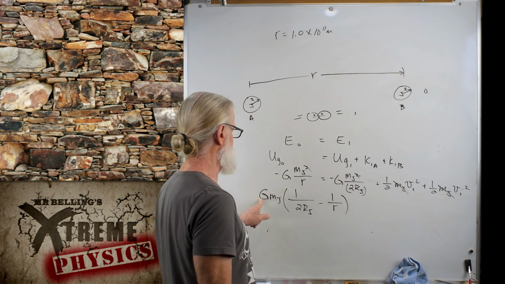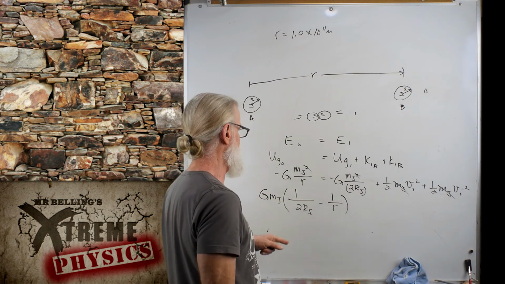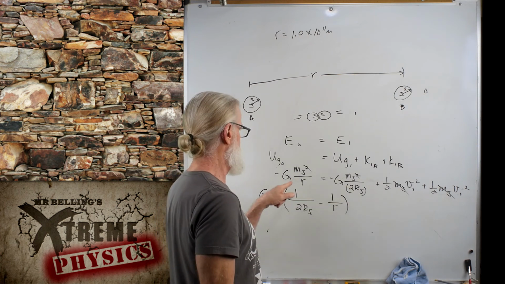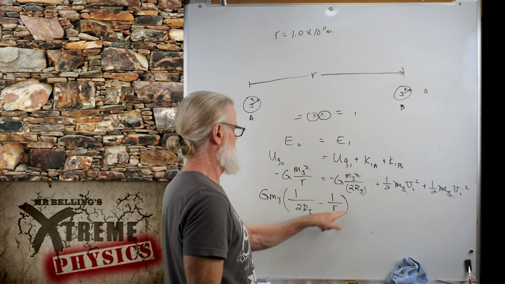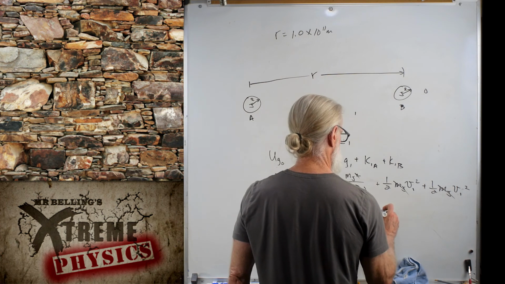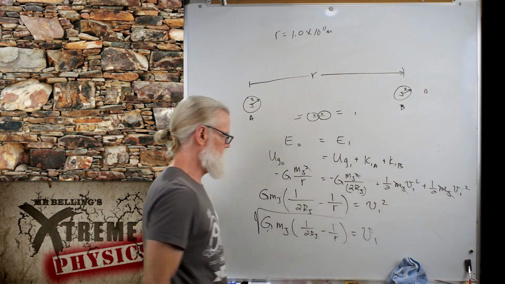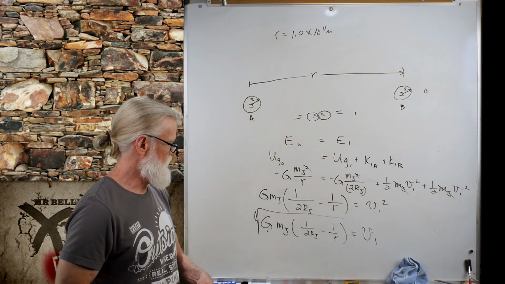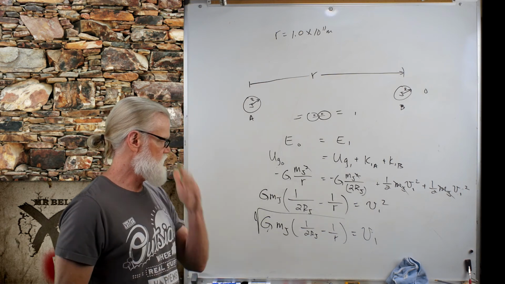I factored out the G and the MJ because they both had that. This one's negative. That one's positive. Equals V1 squared. All right, so you can plug your numbers in, and we should be good.